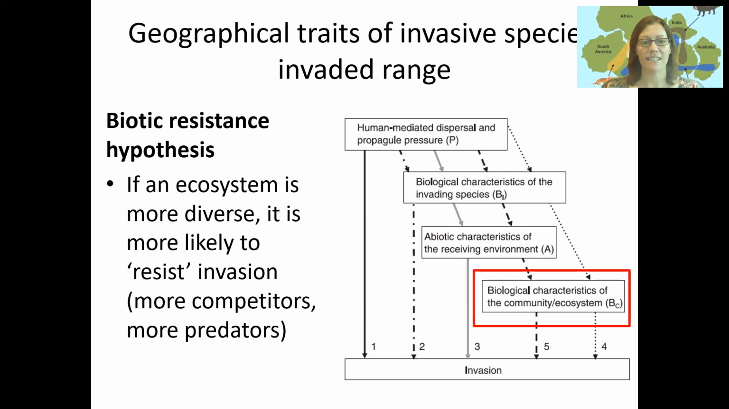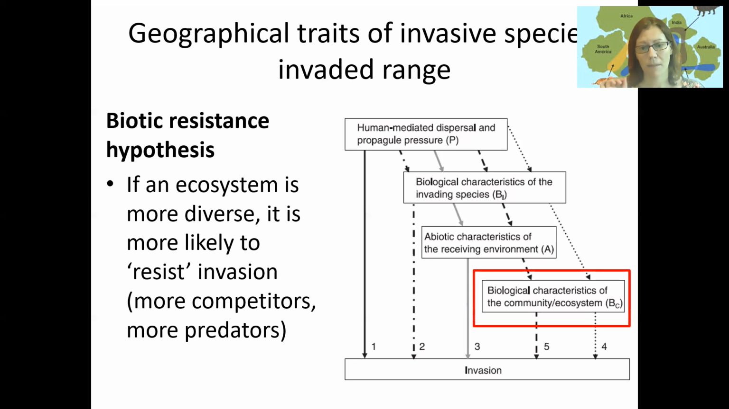Biotic resistance hypothesis says that if an ecosystem is more diverse, so again, this is the invaded ecosystem or the recipient ecosystem, not the native range, the recipient ecosystem has higher diversity, then it's more likely to resist invasion because it would have more competitors and it could potentially exclude those novel species arriving, it might have more predators that would eat that novel species arriving. And so the idea of biotic resistance is that higher diversity, higher richness of your ecosystem leads to more resistance.